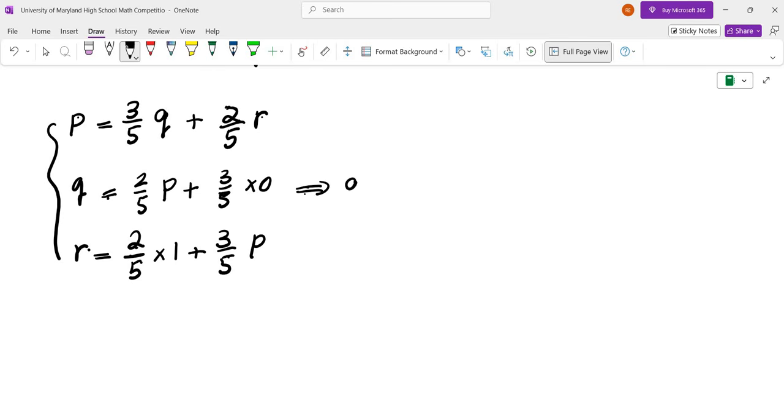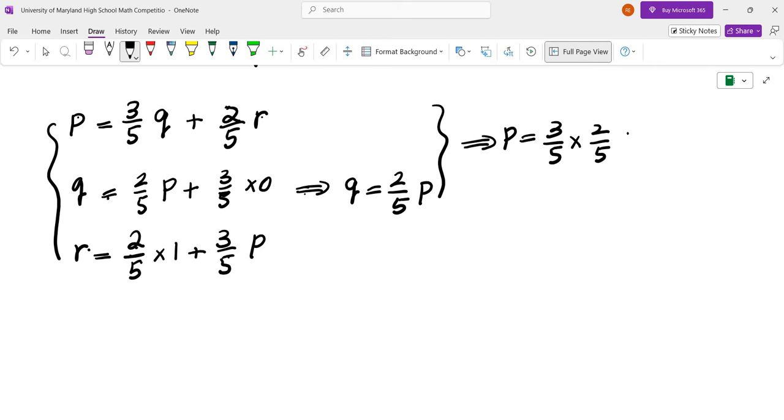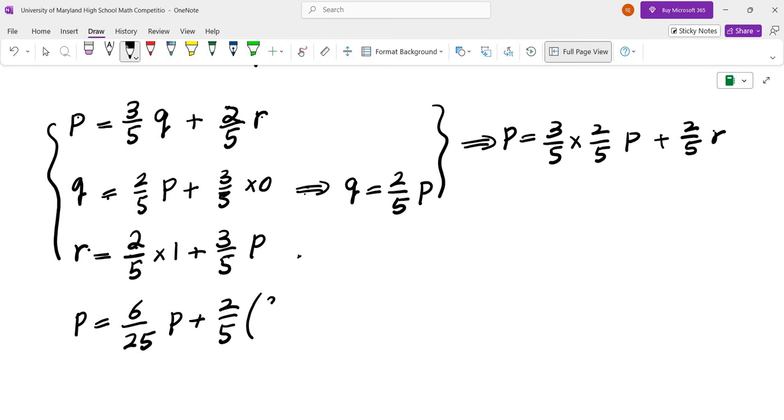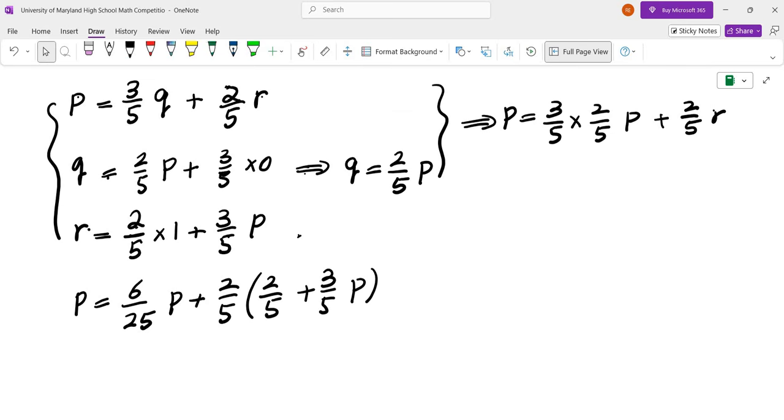So here we can get Q. Q is 2/5 of P, and then we can take this one, plug it into the first one, we get P equals 3/5 times 2/5 of P plus 2/5 R, and then that gives us P equals 6/25 P plus 2/5 R, and I also have R. R is 2/5 plus 3/5 P.